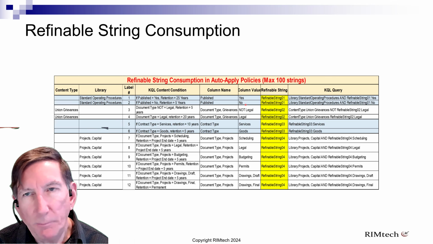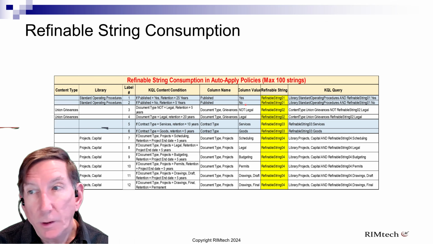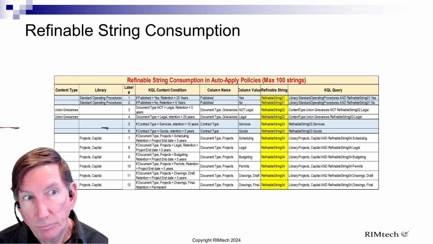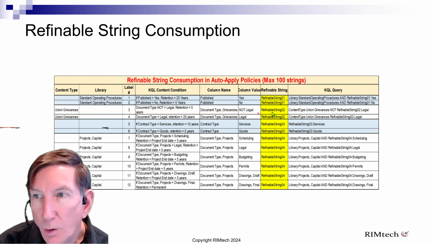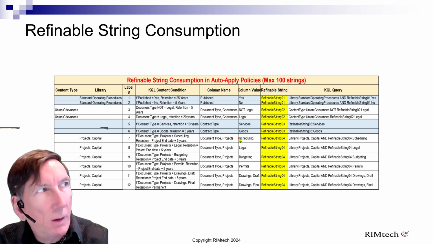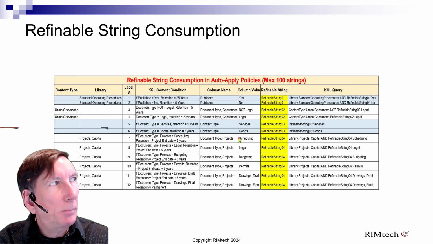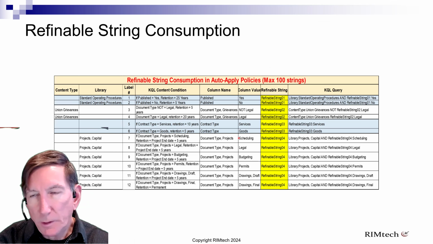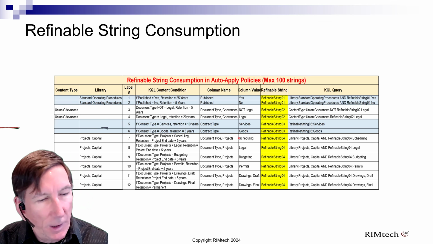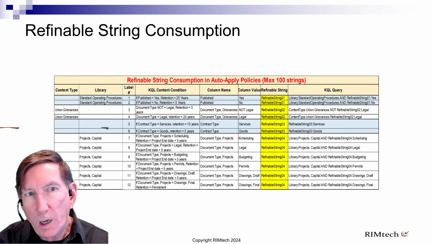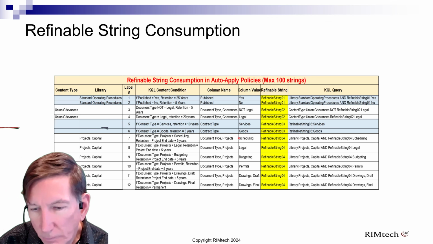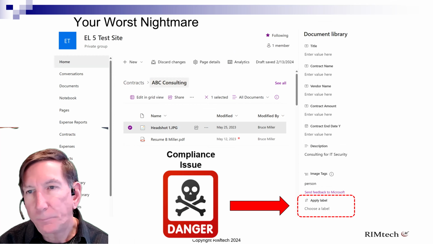Now, here's the problem. We have 800 categories, and we only have 100 refinable strings. We run out of steam pretty quick, and there's no way around that. So around the world, people who have already deployed Purview are struggling with this, and they're coming up with workarounds, some which work, some which don't. But you've got to make this work one way or the other.